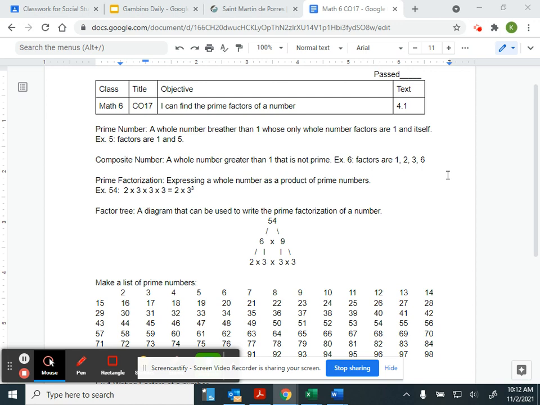Hello, today we are learning the CO17. I can find prime factors of a number. So in order to find the prime factors, we need to look at what is a prime number.